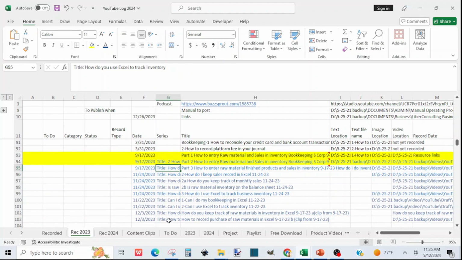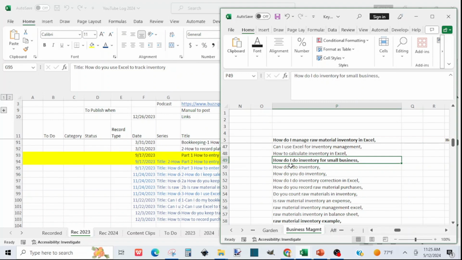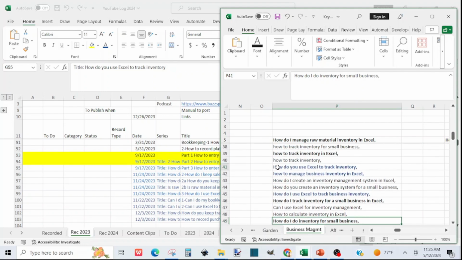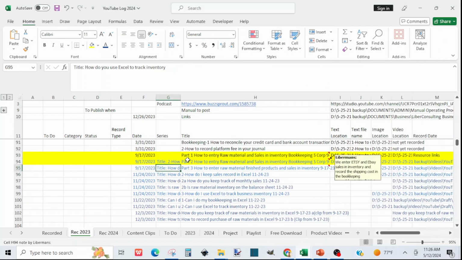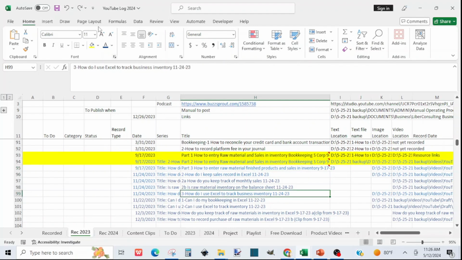It seems like I already said the tarot that I'm going to be using. I already said those tarot as well. So how do you use Excel to track inventory? Well, how do you use Excel to track inventory? So people are asking the question. So that is the tarot that I'm going to use for it as well.